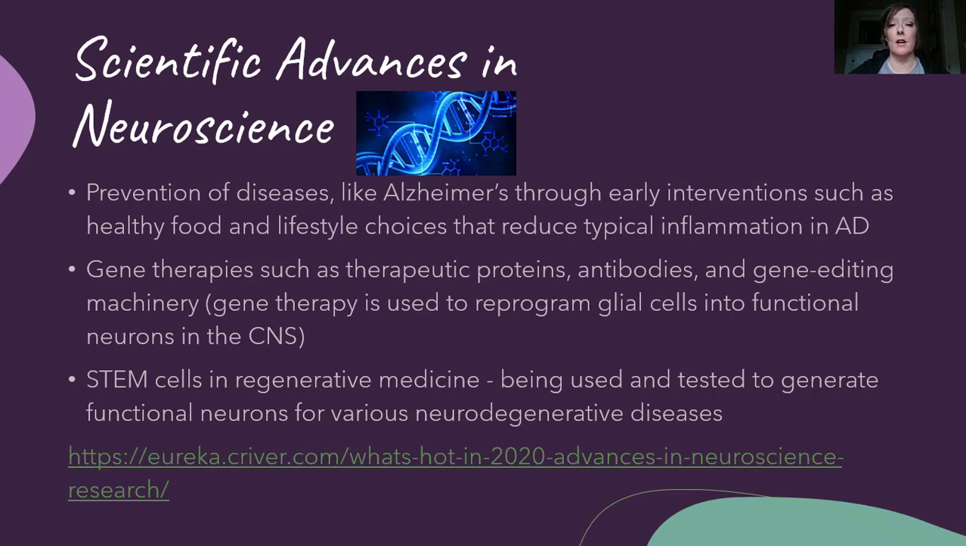We also are looking as a science into gene therapies such as therapeutic proteins, antibodies, and gene editing machinery. So this is gene therapy used to reprogram glial cells into functioning neurons in the central nervous system. Glial cells are basically the glue that holds all of it together and makes your central nervous system a system and not just individualized parts. So it's turning those glial cells into functioning neurons, which is really cool.